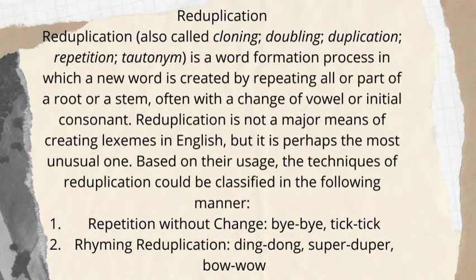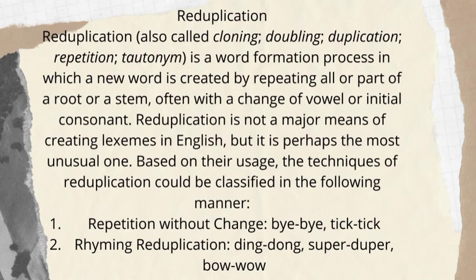And the last one, reduplication. Reduplication is also called cloning, doubling, duplication, repetition, or tautonym. It is a word formation process in which a new word is created by repeating all or part of a word or a stem, often with a change of vowel or initial consonant. Reduplication is not a major means of creating lexemes in English, but is perhaps the most usual one.